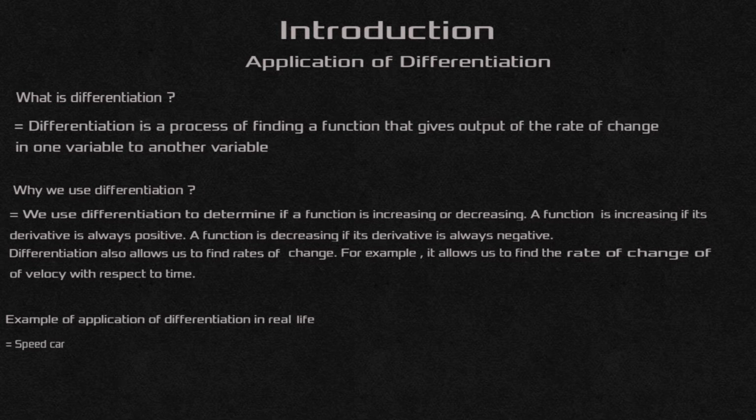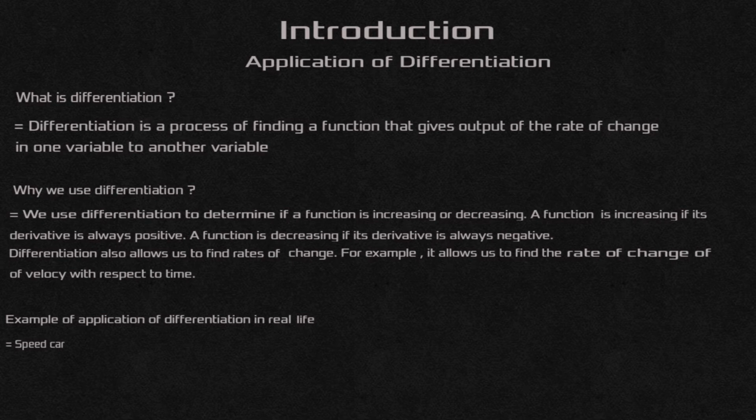For application of differentiation: what is differentiation? Differentiation is a process of finding a function that gives the output of the rate of change in one variable with respect to another variable. Why do we use differentiation? We use differentiation to determine if a function is increasing or decreasing. A function is increasing if its derivative is always positive. A function is decreasing if its derivative is always negative.